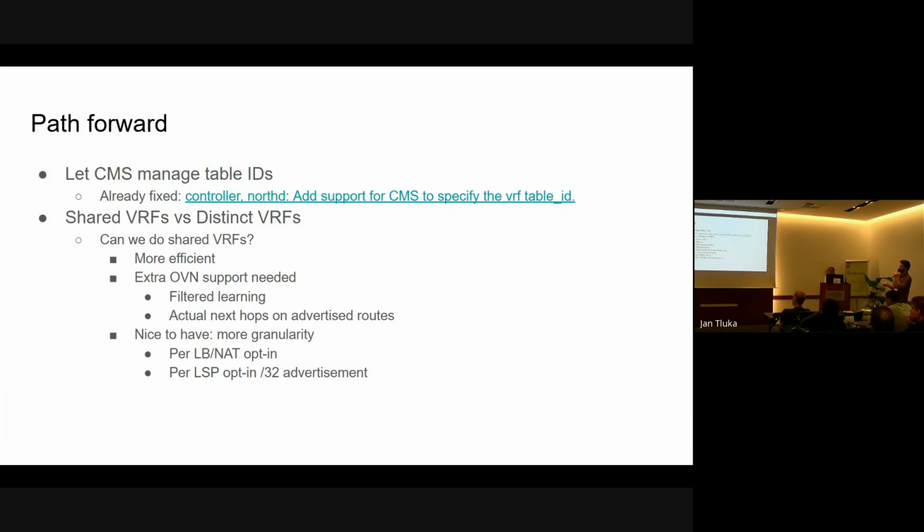Another thing that we're thinking about for the future is to have more granularity on how we can configure the OVN advertising process. It would be useful for us to have a per load balancer opt-out or a per LSP opt-in to advertise /32 routes. So that's all. Thank you.